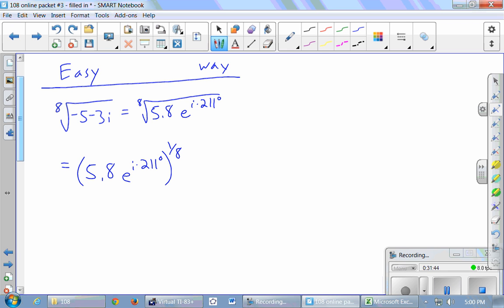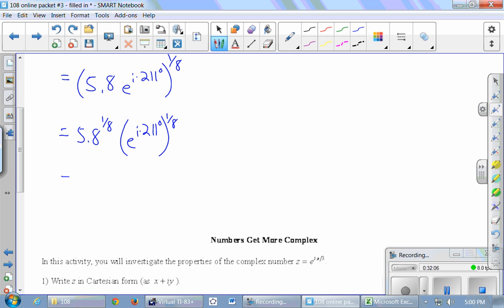And then we had that property where when you have a power outside of multiplication, you can bring that power into both of the factors. So this is really 5.8 to the 1/8 times e to the i times 211, also to the 1/8. The first factor we'll type into the calculator in a minute. But for the second one, we've got a nice property that says we can multiply the powers together. So this becomes e to the i times 211 times 1/8, which is just 211 over 8.